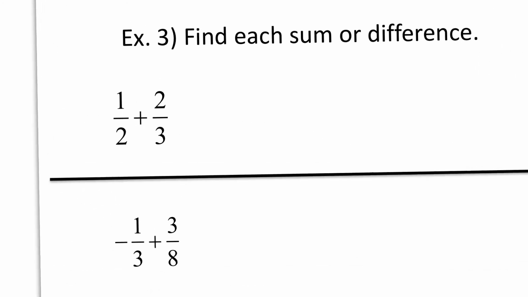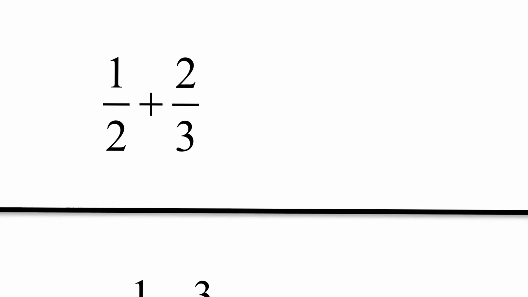So the first example, it says 1/2 plus 2/3. Okay, so first of all, my denominators are not the same. I need to find the lowest common denominator. So what is a lowest common denominator? Lowest common denominator is a number that is a multiple of 2 and a multiple of 3, that they have in common. So what do I mean?